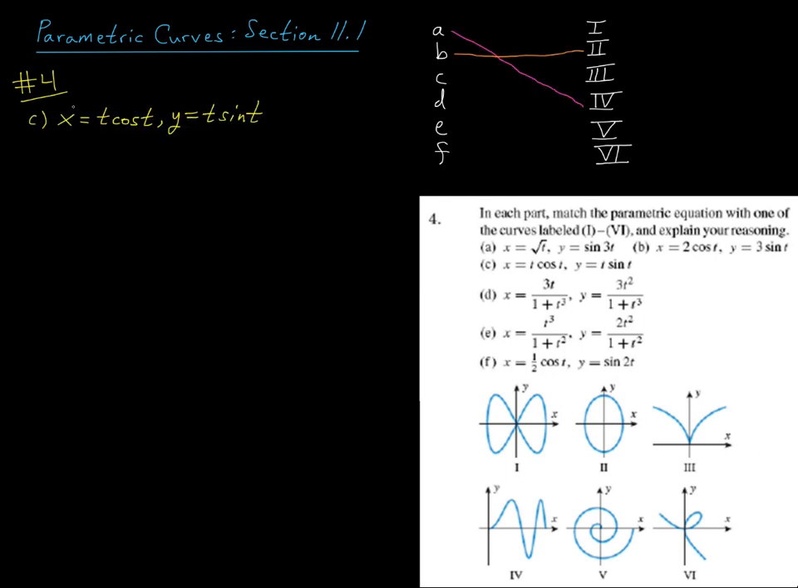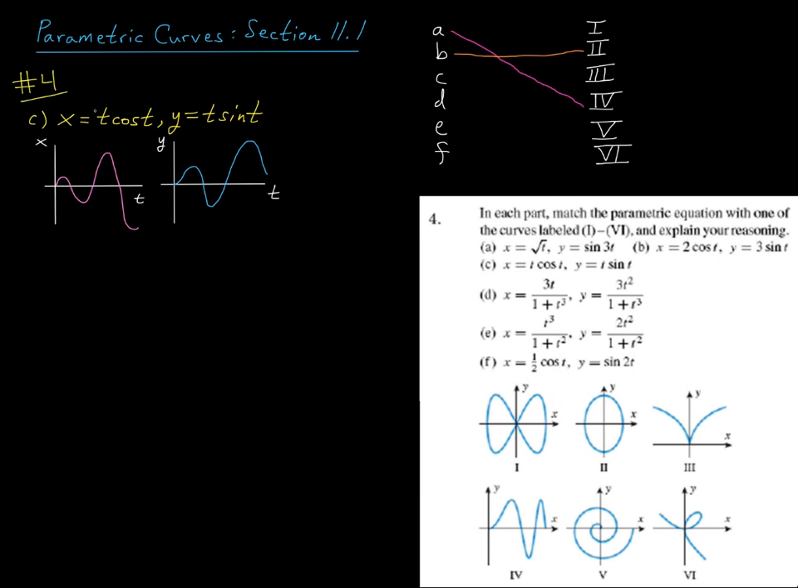So for part C, we have that x is equal to t cosine t and y is equal to t sine t. All right, so here are those curves on their own. Okay, so going back to B for the moment, when I have something like x is equal to 2 cosine t, x oscillates here between -2 and 2, right? The amplitude of that cosine wave is 2.